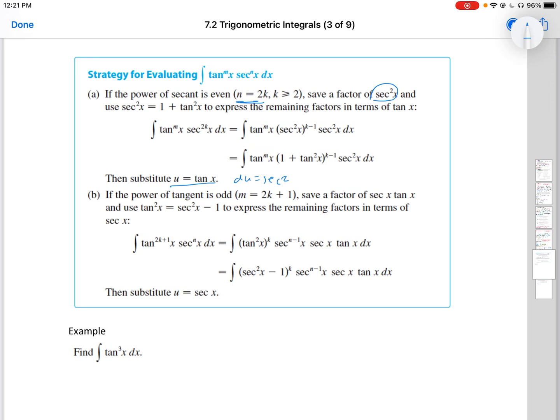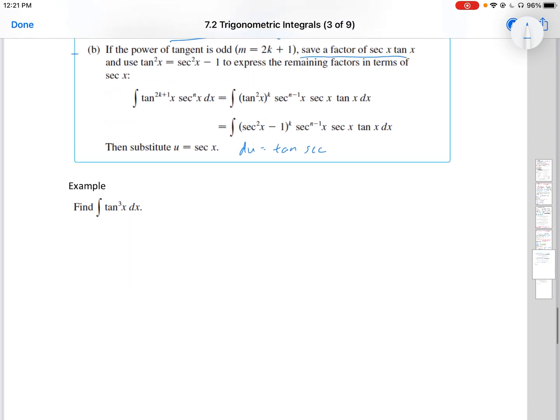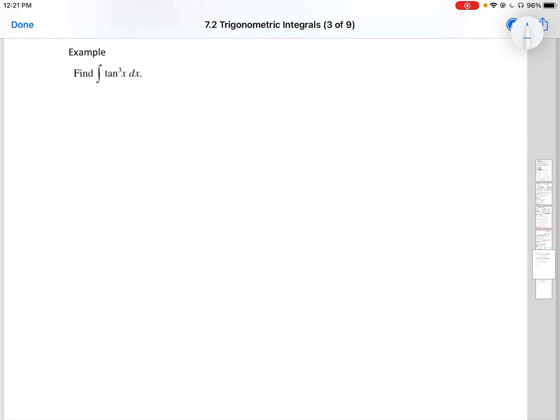That's the strategy. B. If the power of tangent is odd, m equals 2k plus 1, save the factor secant and tangent. We can use a Pythagorean identity for tangent squared to express the remaining factors in terms of secant, and then we can let u equal secant, and this our du be tangent and secant, right? So that's what you want to save. It all comes down to what you want to save. And each one's different. And even though we have these pieces of advice, sometimes we just need to try doing a problem and see how far we get. And if we make a mistake, well, that's okay. We can always erase our work.